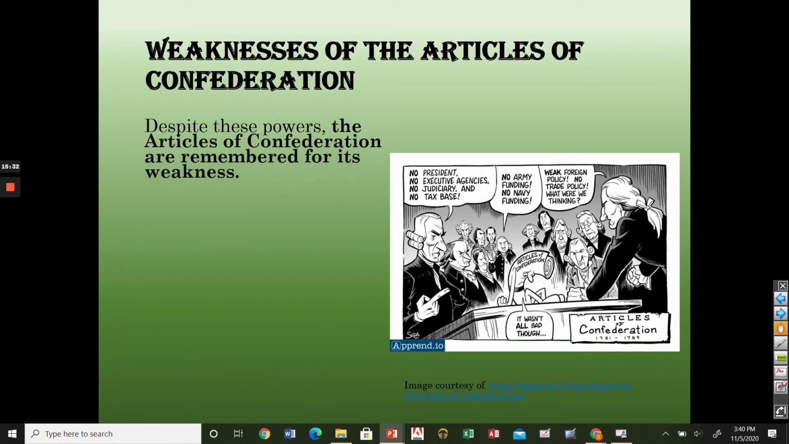All right, so we talked about what powers Congress had, but let's talk about the weaknesses. Because again, make sure you're getting this in your notes. The Articles of Confederation are remembered for its weakness, not for its strengths or the powers it did have, but for its weaknesses.